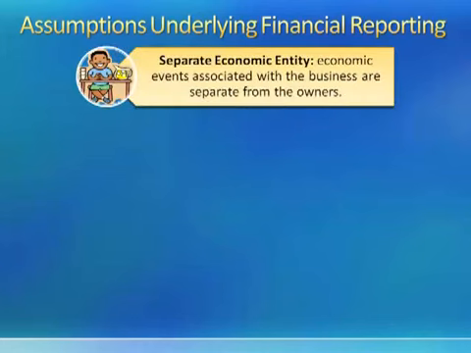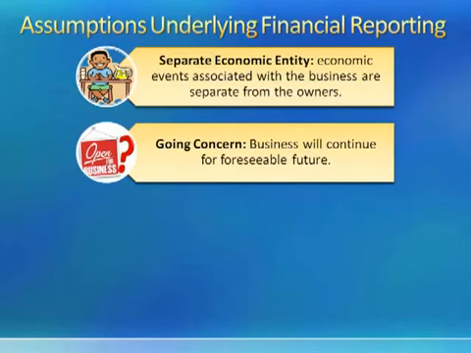The first assumption underlying financial reporting is separate economic entity. Economic events are associated with a business entity and are separate from the owners of the business entity. The second assumption is going concern. The going concern assumption assumes that businesses will continue in the foreseeable future. This assumption is necessary because it allows us to not worry about liquidation values when we're preparing our financial statements.